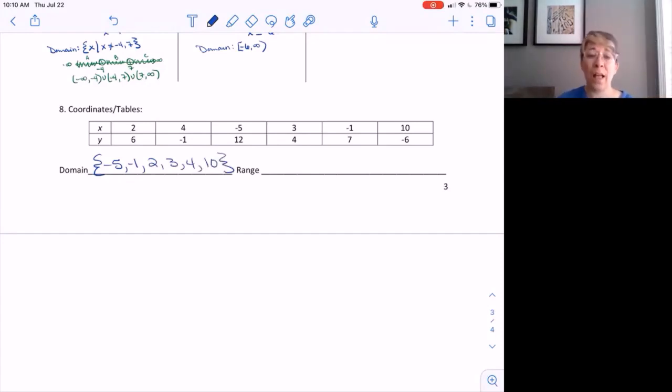But notice, as far as this table, 2.5's not included. 7's not included in the domain. So we can list them. It's not an interval. For the range, we're going to use the y values and same thing, just list them in numerical order. The smallest is negative 6. I didn't see it at first. So we have a negative 6, negative 1, 4, 6, 7, and 12. I think I got them all there.